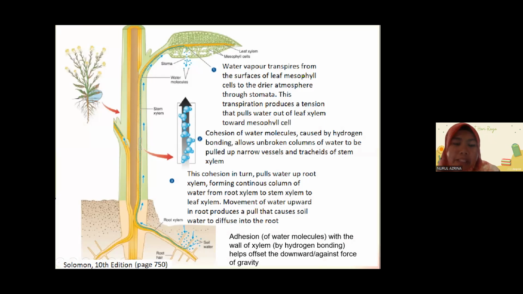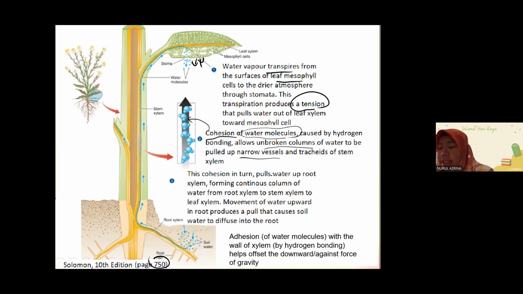Okay, so you can see this explanation in the textbook, page 750. Water vapor is transpired from the surface of the mesophyll cells of the leaf, right? So the transpiration produces tension, because of the low water potential at the leaf surface. Then there is cohesion of water molecules. Remember, water has these characteristics, adhesion and also cohesion. So cohesion among the water molecules, caused by hydrogen bonds, allows the unbroken column of water to be pulled up through the narrow vessels, the tracheids, of the stem.